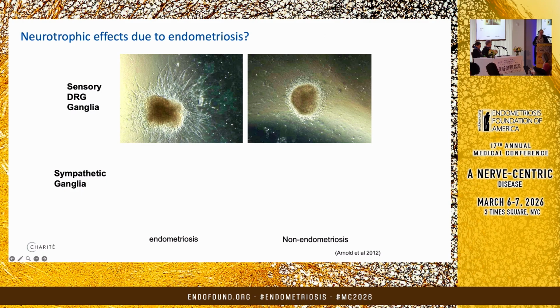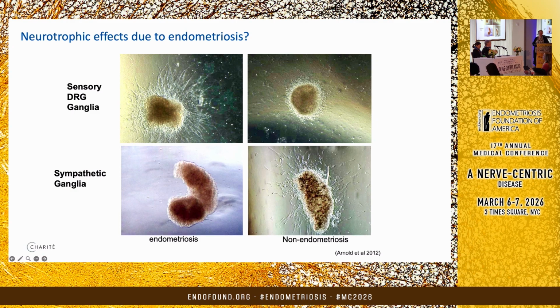That is easy to prepare and to use in a cell culture model, and we incubated them with peritoneal fluid of patients with and without endometriosis. And as you can see here on the left side, there's an outgrowth of nerve fibers when we incubated these DRGs with peritoneal fluid from patients with endometriosis. And that is not the case when we do it with peritoneal fluid from healthy controls.